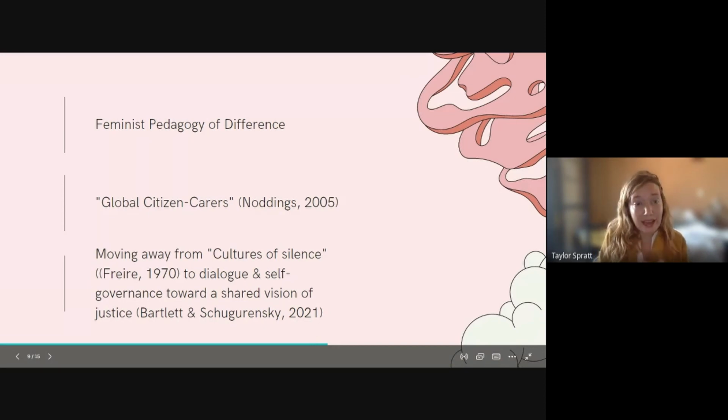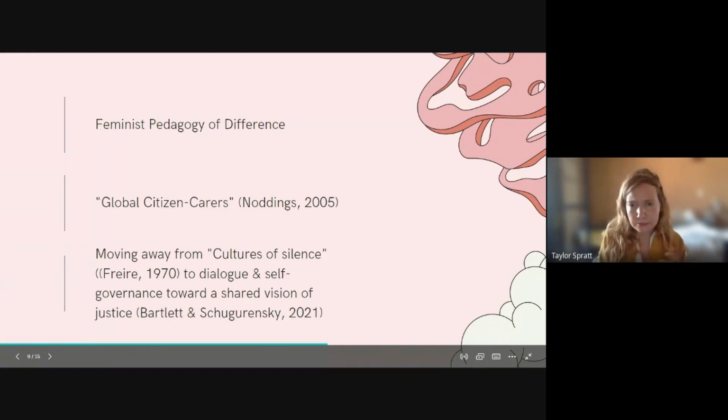The idea of care and becoming global citizen carers, this comes from Nel Noddings, who I talked about earlier in the talk. I really encourage anyone to read her work and think about how this can be developed in an authentic way in the classroom. And finally, the Freirean idea of moving away from cultures of silence in the classroom.